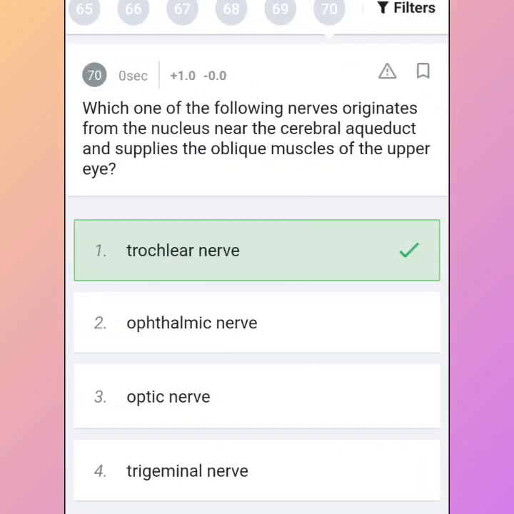Which of the following nerve originate from the nucleus near the cerebral aqueduct and supplies the oblique muscle of the upper eye.